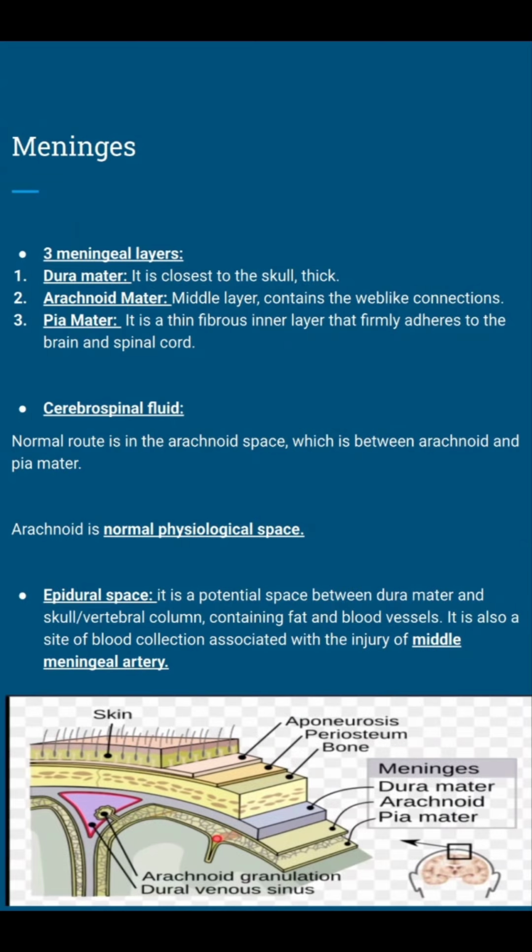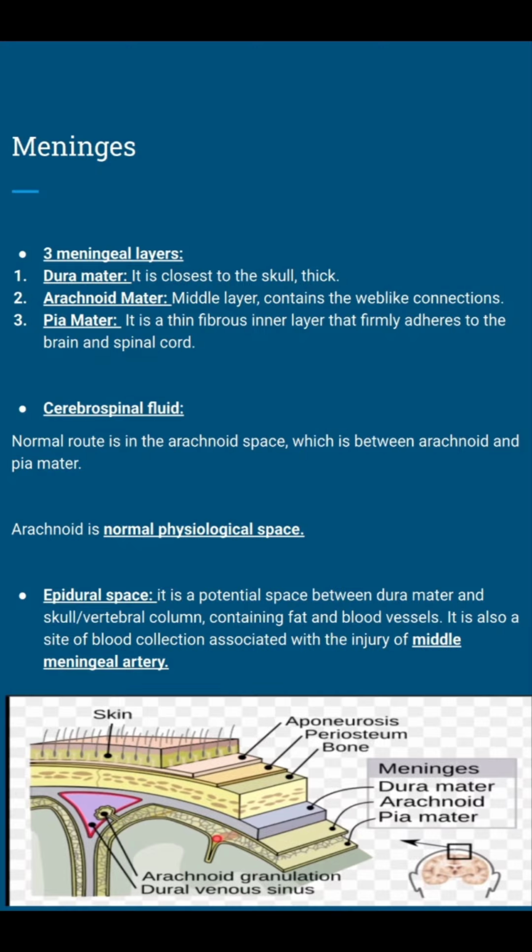First, the meninges consist of 3 layers. The dura mater is the outermost layer closest to the skull. It's thick and tough. Next is the arachnoid mater, the middle layer with web-like connections. Finally, the pia mater, the thin innermost layer, tightly adheres to the brain and spinal cord. Check out the diagram. It shows these layers clearly along with their relationship to the skull and brain.